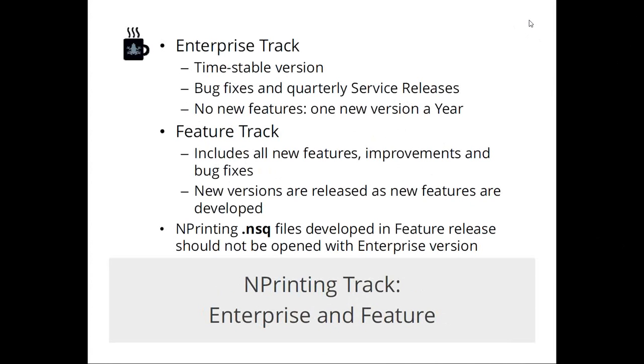So there are two tracks available in NPrinting. The first track is called the Enterprise track. The Enterprise track is what we refer to as a time-stable version, meaning all that's delivered is bug fixes and quarterly service releases. In this track, there are no new features. To receive new features, a new version is released once a year. And that would be coming up in the new year here shortly. Now, on the feature track, this track includes all new features, improvements, and bug fixes. New versions are released as new features are developed.